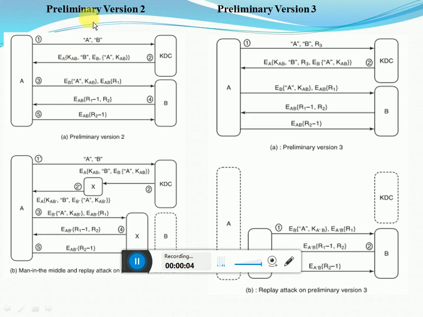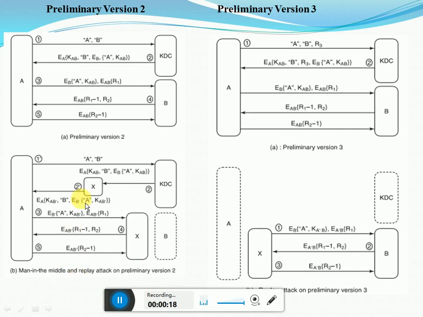In yesterday's video, we discussed the Needham-Schroeder protocol version 2, and we also discussed the major problem noticed with this algorithm. The major problem with this particular protocol is a man-in-the-middle attack and a replay attack. This attack is possible mainly because the attacker can replay message 2, which is supposed to be generated by the KDC. There is no way for A to identify the freshness of the message. Because of this, this attack is possible.